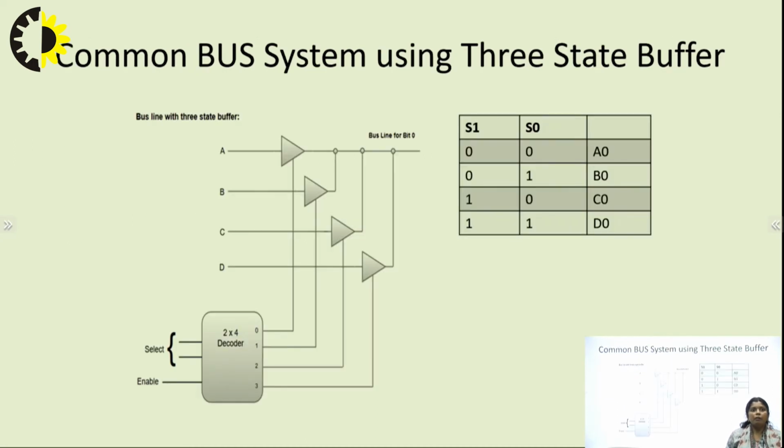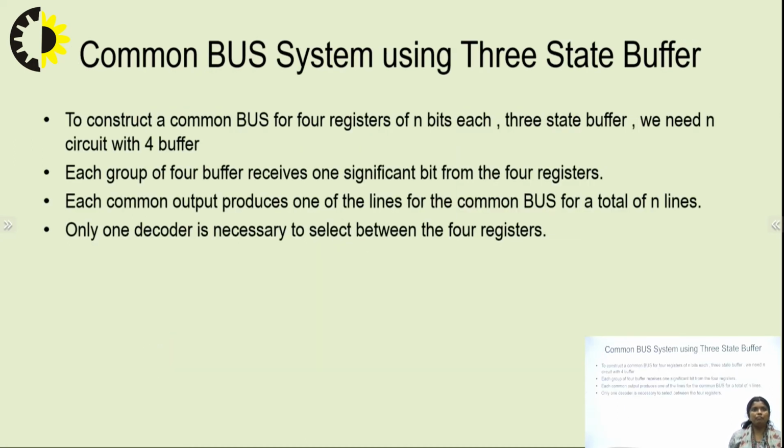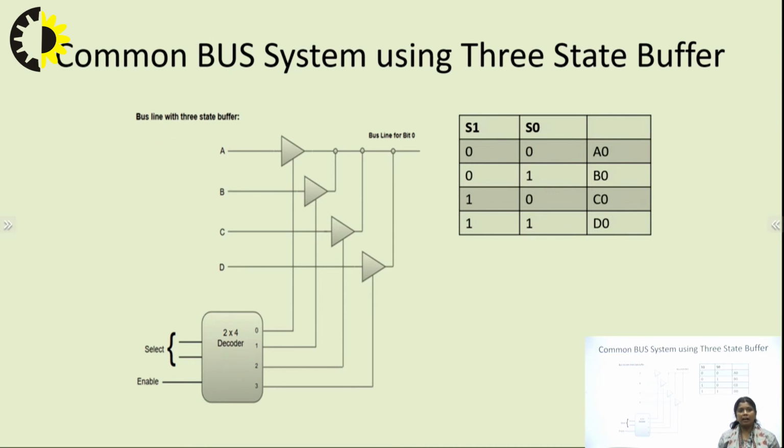Now, this is a simple example of the common bus system. When we create the n-bit bus, we need n circuits with 4 buffers each. The decoder is 2 cross 4. Actually, a decoder is a combinational circuit and its size is always n into 2 to the power n, meaning n is the input and the maximum outputs will be 2 to the power n. Here we are using one decoder of size 2 cross 4 because we are going to connect the 4 buffers.